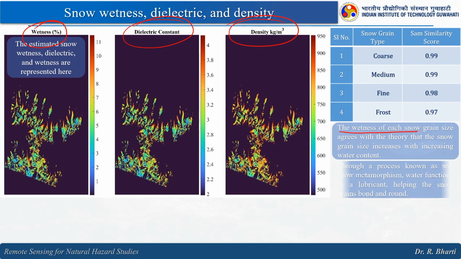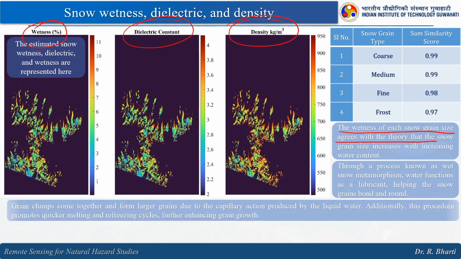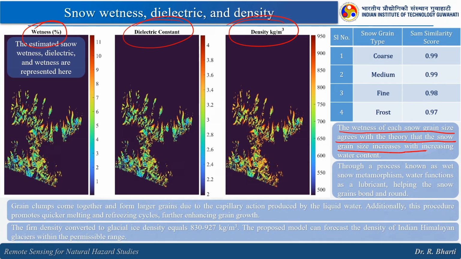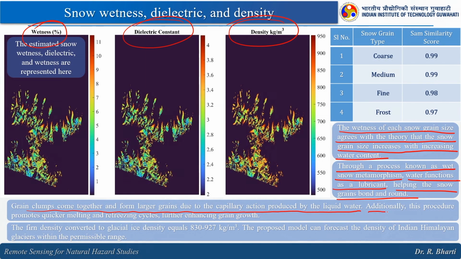The wetness of each snow grain size agrees with the theory that the snow grain size increases with increasing water content. Through a process known as wet snow metamorphism, water functions as a lubricant, helping the snow grains bond and round. Grain clumps come together and form larger grains due to the capillary action produced by the liquid water. Additionally, this procedure promotes quicker melting and refreezing cycles, further enhancing grain growth.